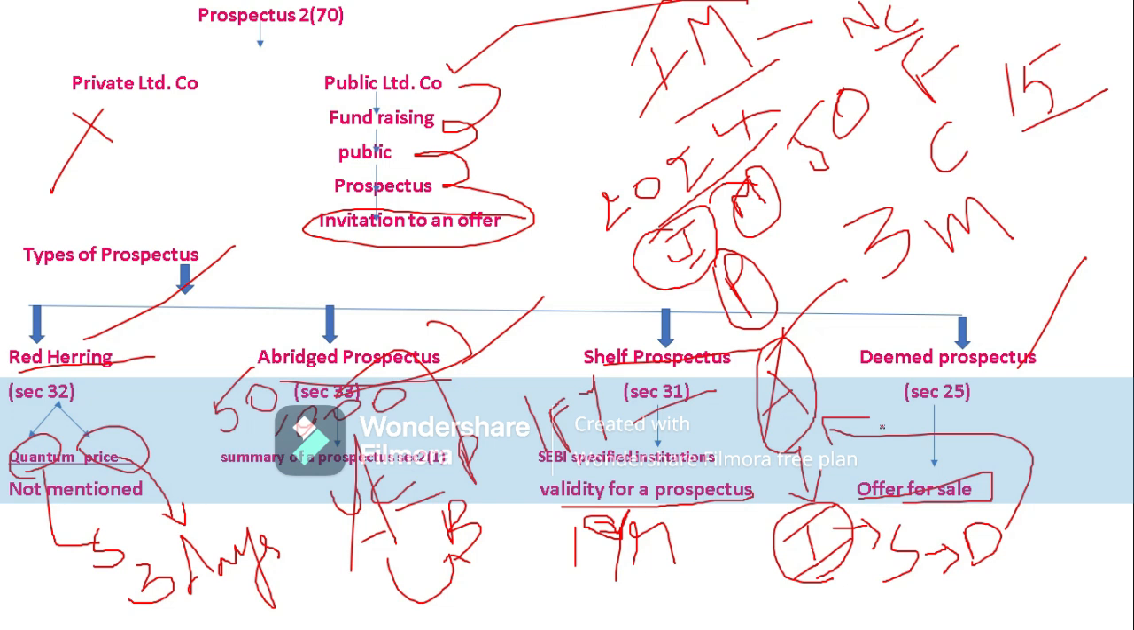If there are any manipulations or anything of that sort, the issuing house director will be liable for the offer for sale. For example, in a deemed prospectus, the company should issue the shares within 6 months. If it has not issued the shares within that time, then this company's directors will be liable.